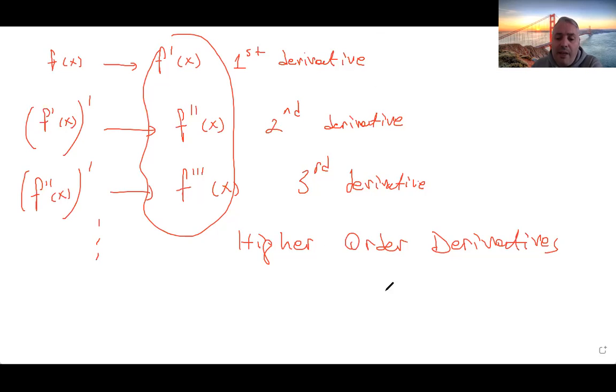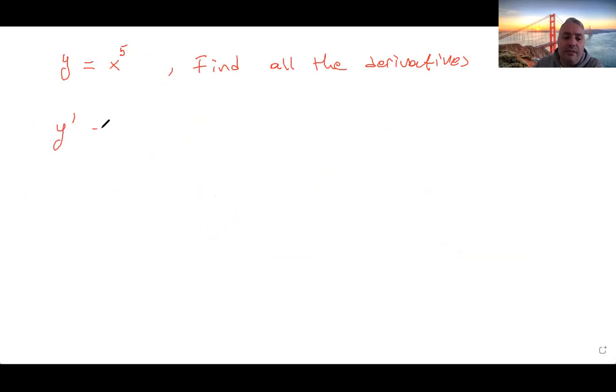Now, let me make one example for the higher order derivatives. So y is equal to, let's say, x to the power of 5. Now, find all the derivatives of y. So first derivative, by using the power rule, 5 times x to the power of 5 minus 1, which is 5 times x to the power of 4.